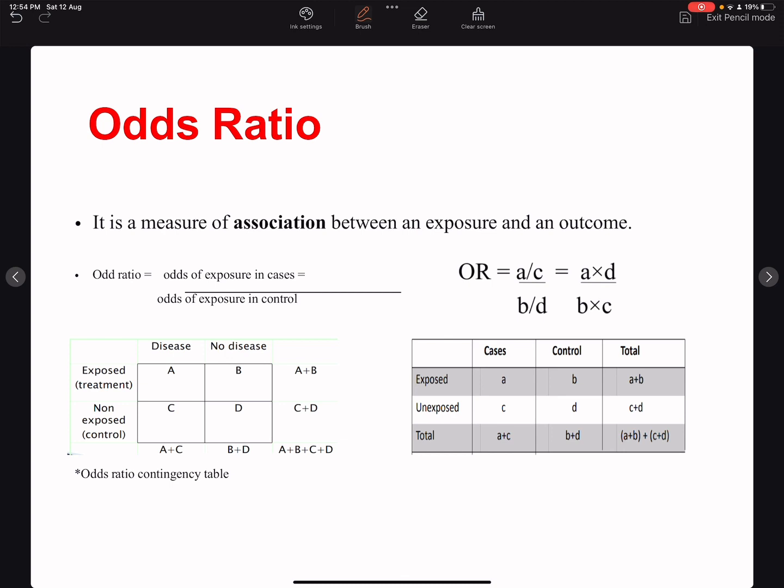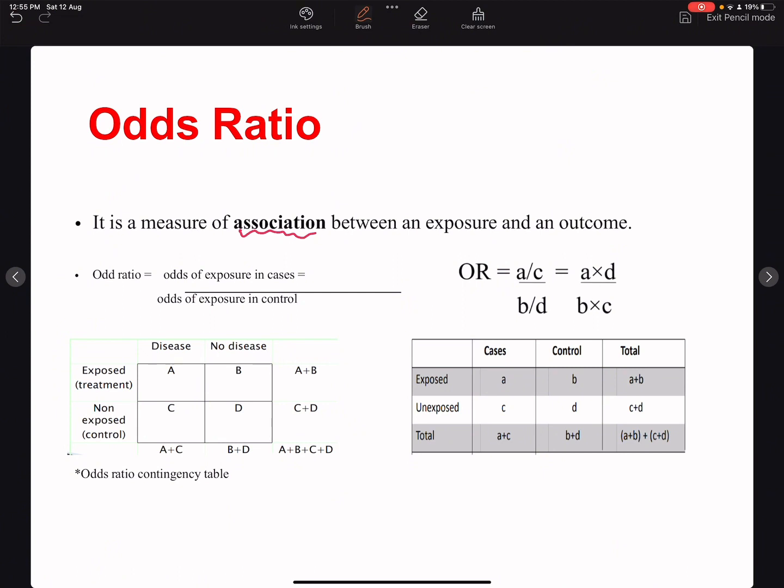Another method of assessment is the odds ratio. The odds ratio is the measurement of association between the exposure and the outcome. So here we are measuring an association. Because it is a ratio, we divide the odds of exposure in cases by the odds of exposure in controls. How are we going to do this?